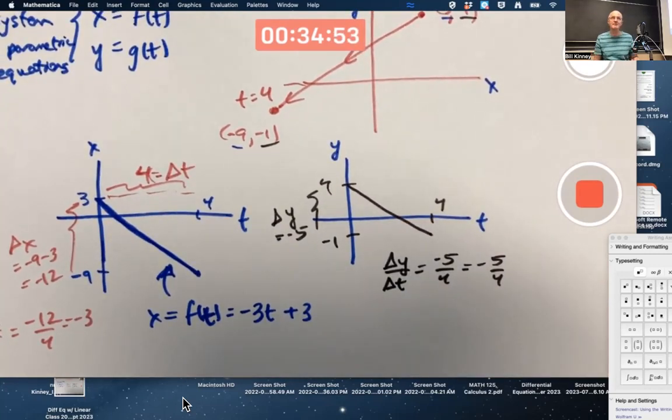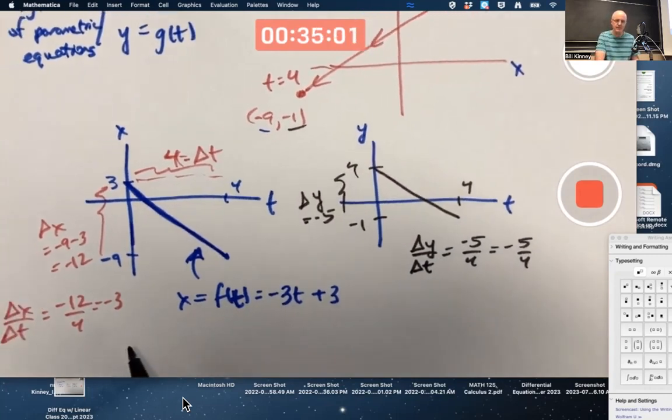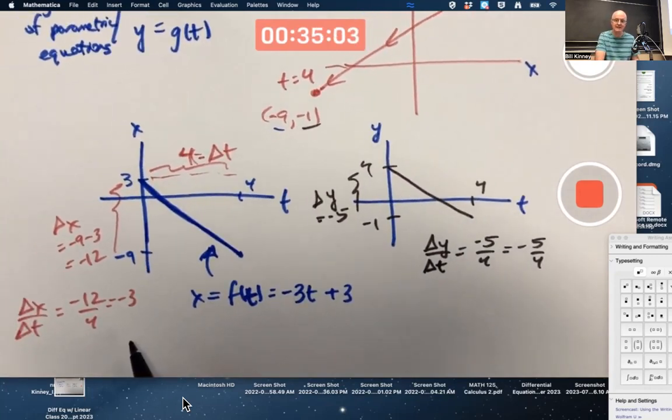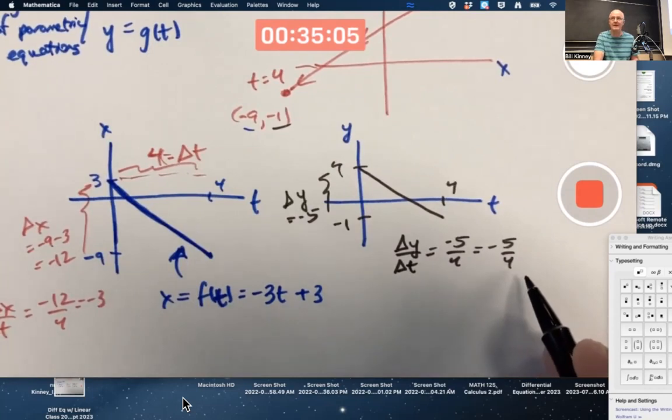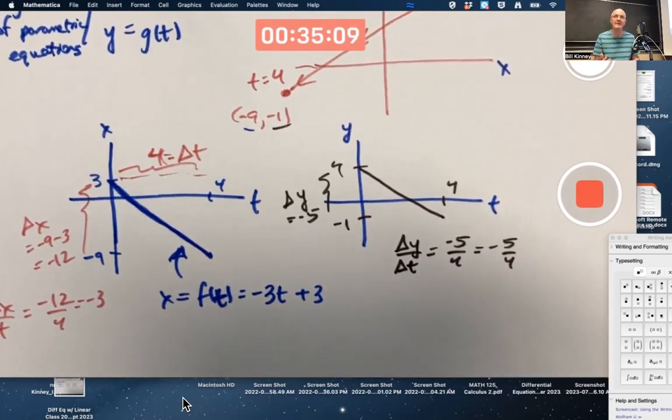If time was measured in seconds and distance was measured in centimeters, as it would be for bugs, say, this negative 3 would be negative 3 centimeters per second. This negative 5 fourths would be negative 5 fourths centimeters per second. You do want to keep the negative signs there. We're talking about velocity, not speed, to keep track of how fast x and y are changing, in this case, negatively. They are decreasing.